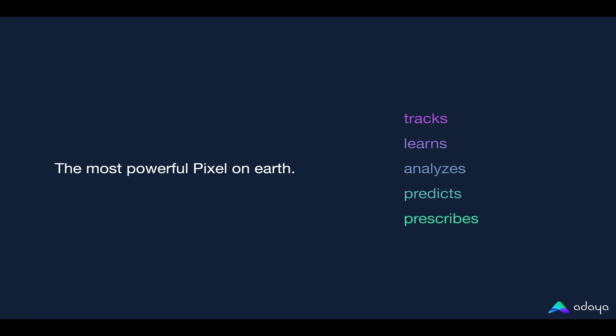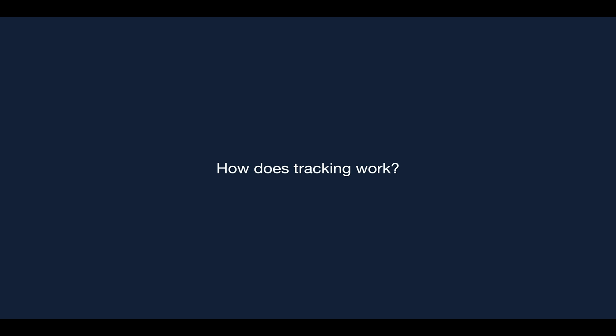So the most powerful pixel on Earth. So what Adeya is going to do is it's going to track, learn, analyze, predict, and actually prescribe what's next. So Adeya is actually the only pixel available on the market today that tracks, learns, analyzes, predicts, and prescribes. And in a moment here, I'm going to jump into the actual app and show you each of these things and how we do it. So let's get into it.